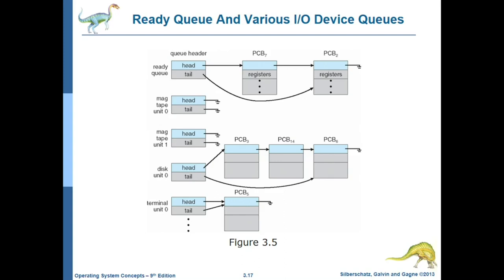During its execution, a process may request an I/O operation, such as reading from a file or printing a document. In that case, the process is moved from the CPU to the corresponding I/O device queue. The process waits in the I/O device queue until the I/O operation is completed. When the I/O operation is completed, the process is moved back to the ready queue.